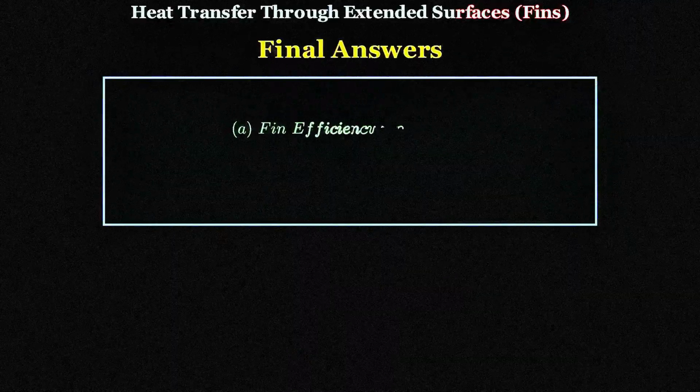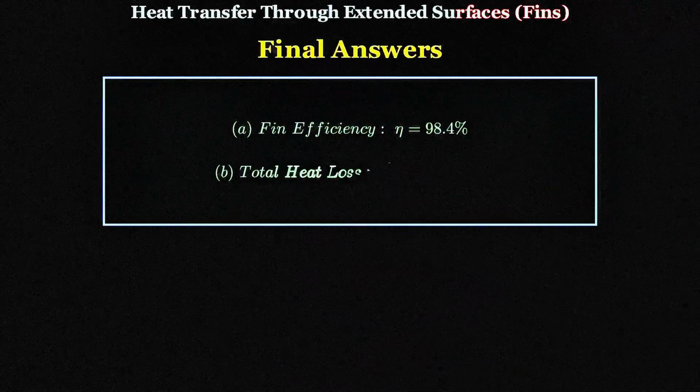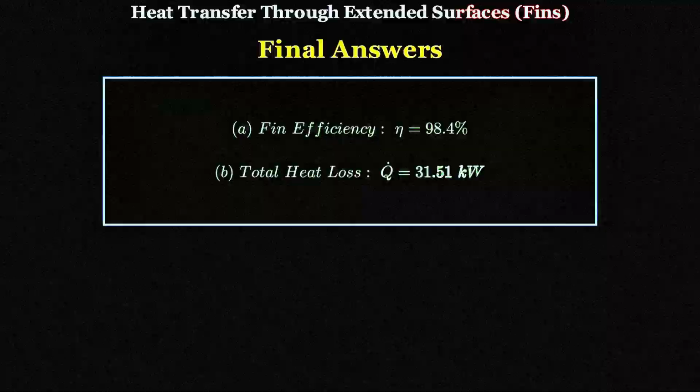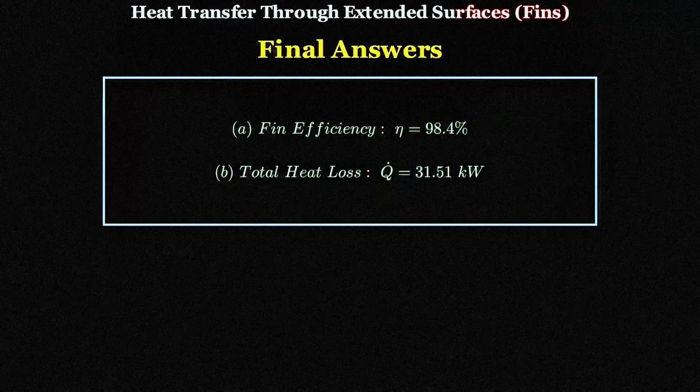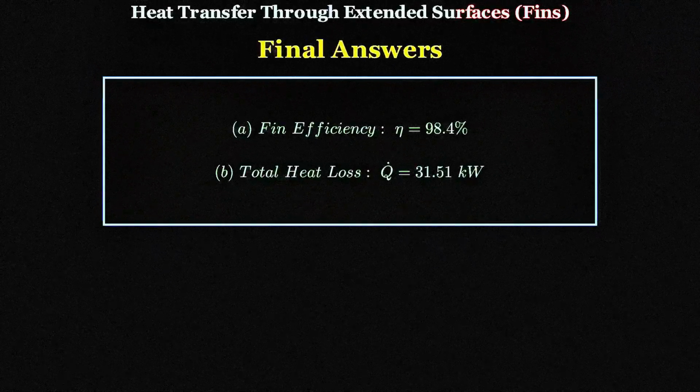Let's review our final answers to this problem. Part A, the fin efficiency is 98.4%. Part B, the total heat loss from the array of 200 fins is 31.51 kilowatts. This demonstrates the effectiveness of extended surfaces in enhancing heat transfer. The high efficiency of 98.4% shows that these fins are performing excellently, transferring a significant amount of heat from the wall to the surrounding air.